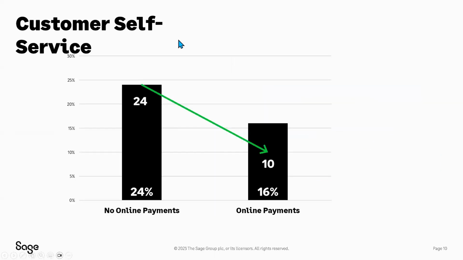So being able to use the self-service piece really helps slow down the late payments and increase those payments coming in. So if you don't have online payments, typically you're around 24% past due. If you have online payments, you're about 16% past due. That's what our studies have shown with our current customers. And we have a lot of benchmarks.